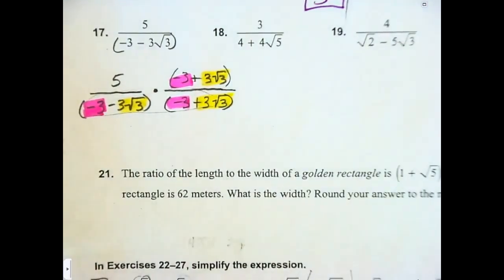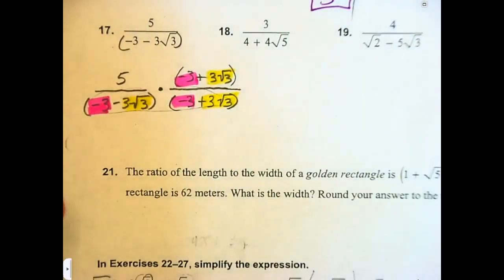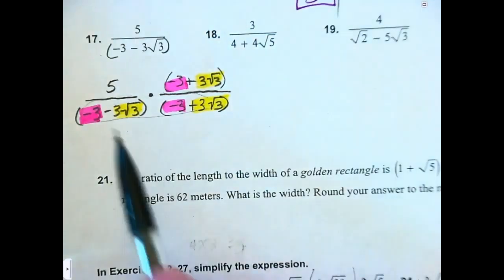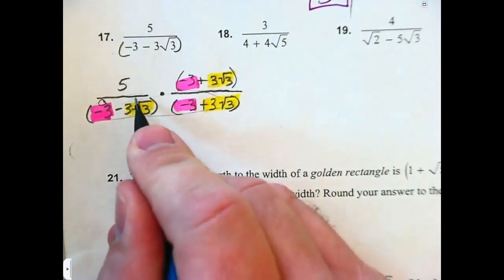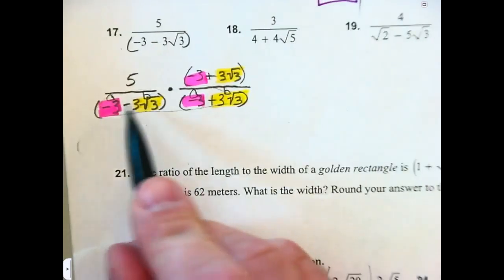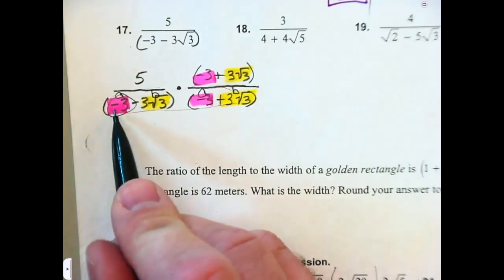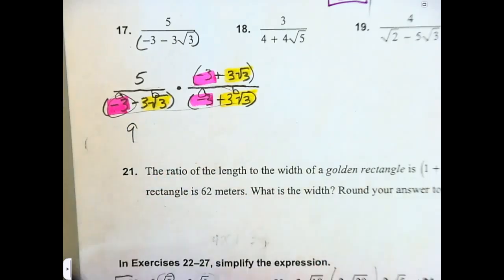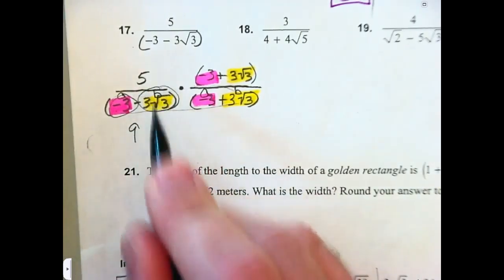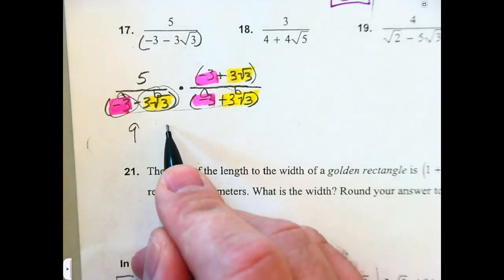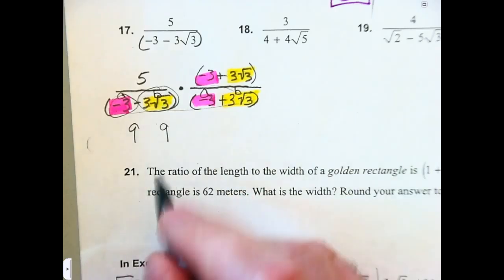So there's the quick way, which is recognizing the pattern we talked about a minute ago, a plus b, a minus b. That's what you have here. If this is a, and this is b, and that's a, and that's b, really all I'm doing is taking this and squaring it. What's negative 3 squared? It's 9. And then I'm taking this and squaring it. What's 3 squared? 9.